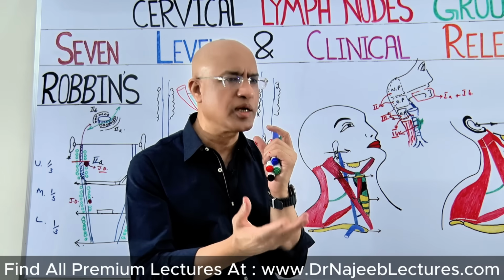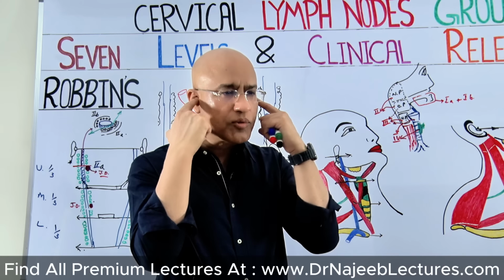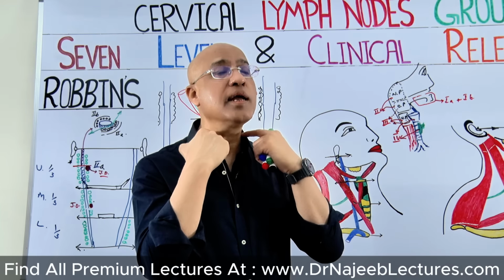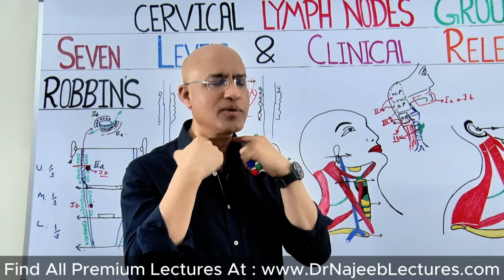Level 2 is extending from base of the skull up to the hyoid bone lower level. Which cancers can come here? Nasopharynx and oropharynx, right? And the important lymph node to remember here is the jugulodigastric lymph node, which loves to drain your beautiful palatine tonsils.